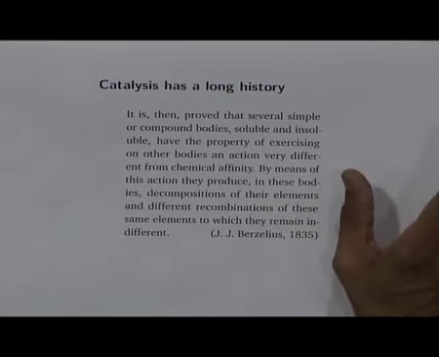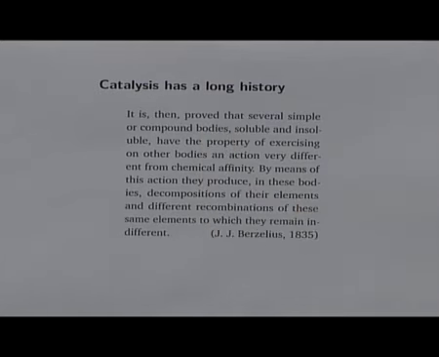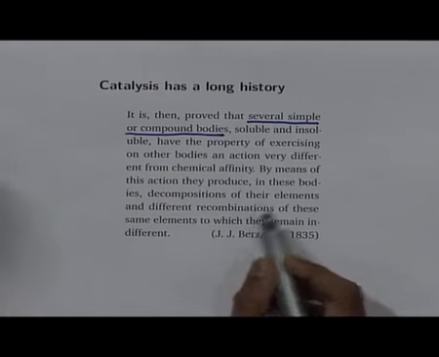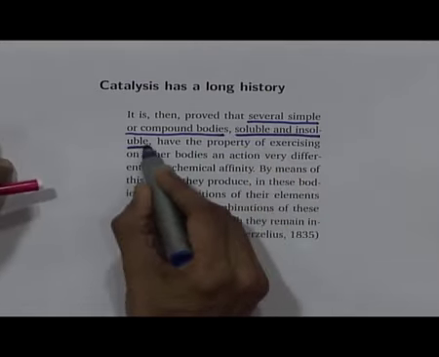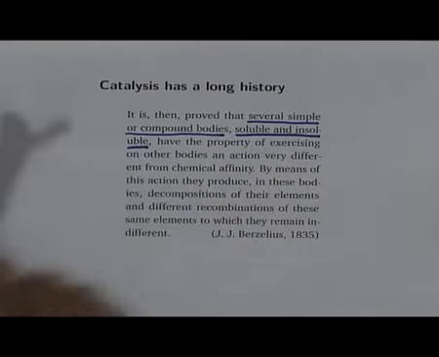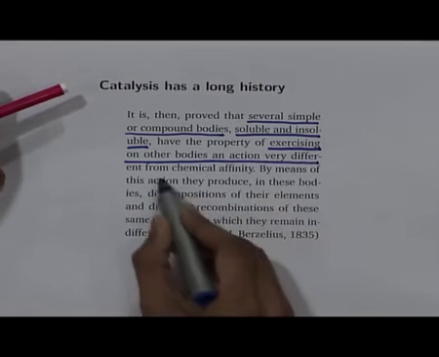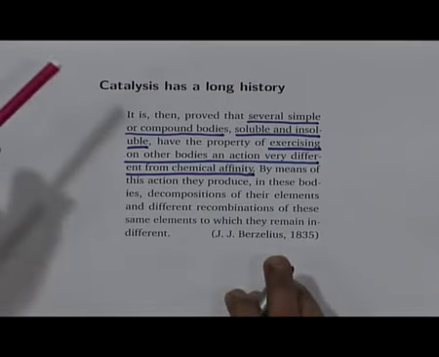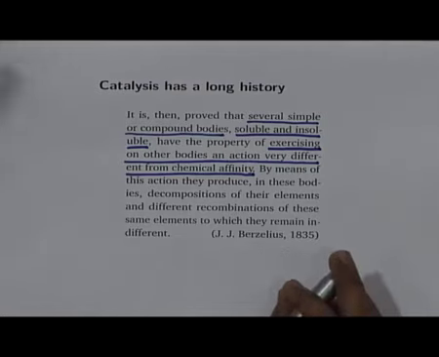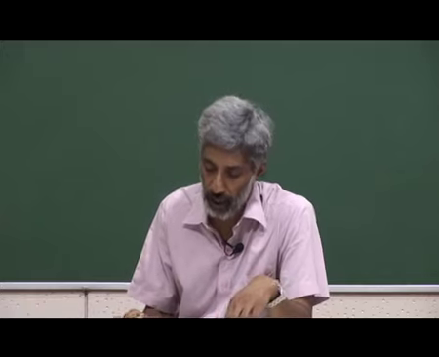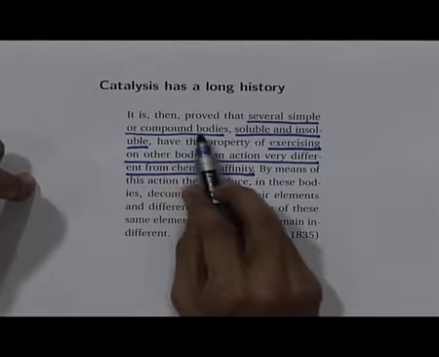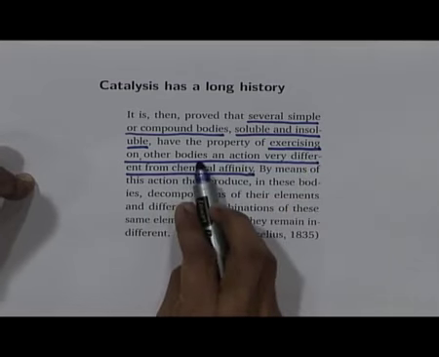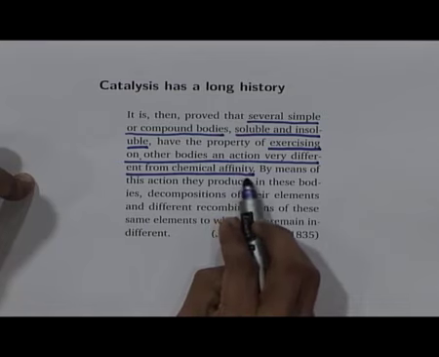Berzelius says, it is then proved that several simple or compound bodies, soluble and insoluble, have the property of exercising on other bodies an action very different from chemical affinity. And chemical affinity is a term that you are probably not aware of. This is a force that was imagined to exist which led to the formation of compounds. So, what he is saying here is that several simple or compound bodies, soluble and insoluble, have the property of exercising on other bodies an action very different from chemical affinity.